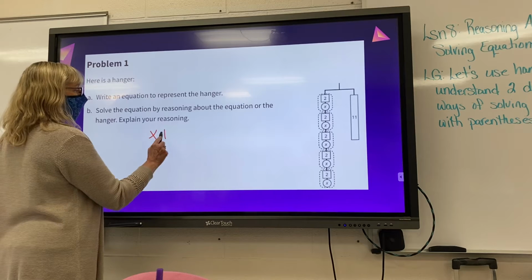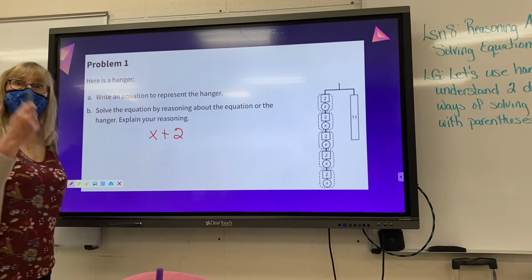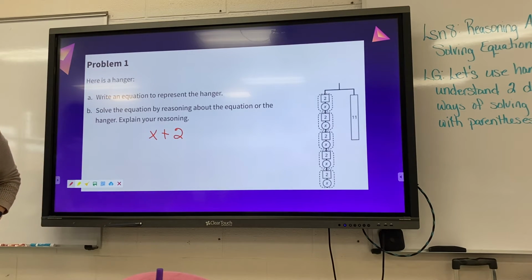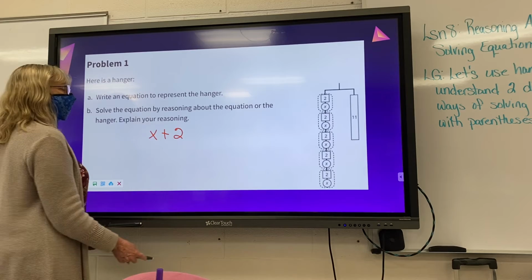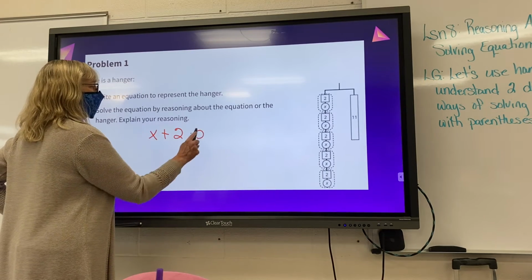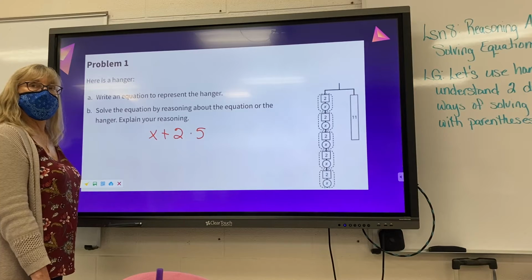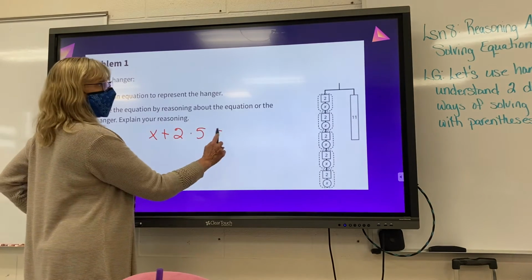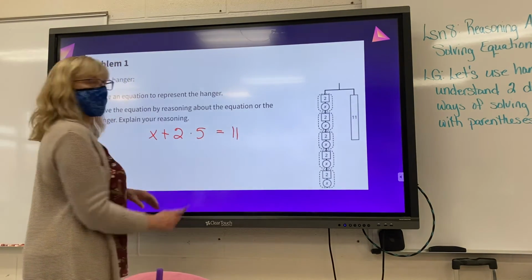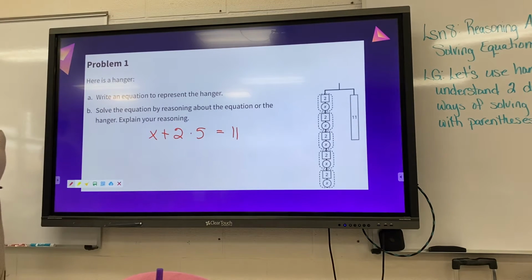Well, we're actually going to put x plus 2, but 2 plus x is fine because of the commutative property, but proper form puts the variable first. Then what? Times 5. And it's going to equal 11. Okay. What do we think about that? Anybody want to bounce off of that?